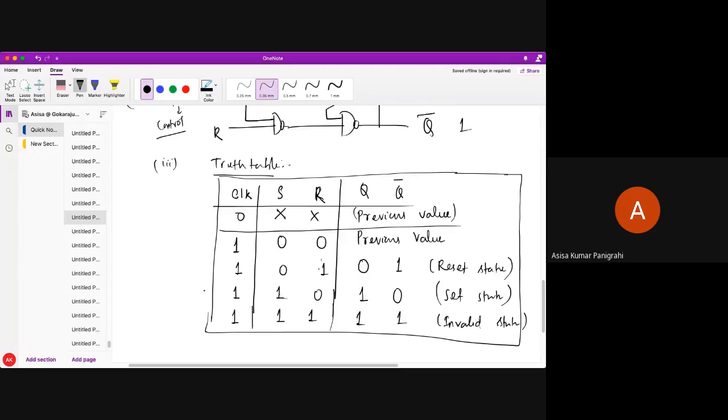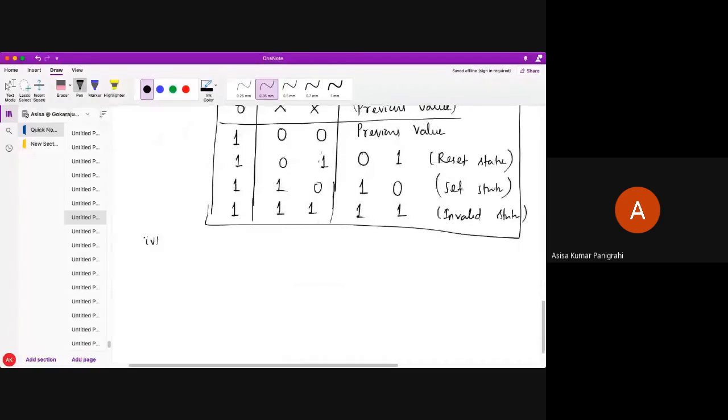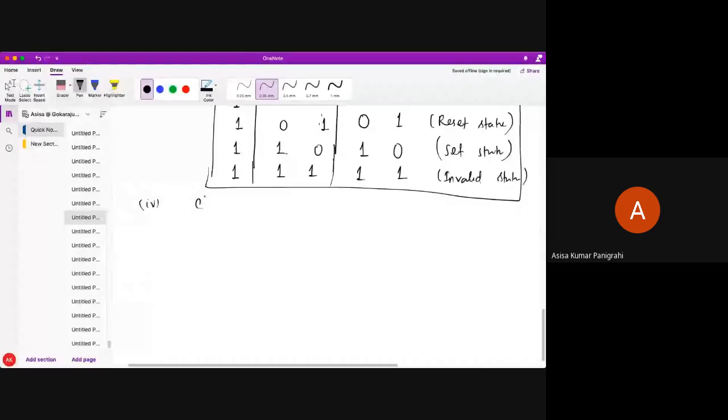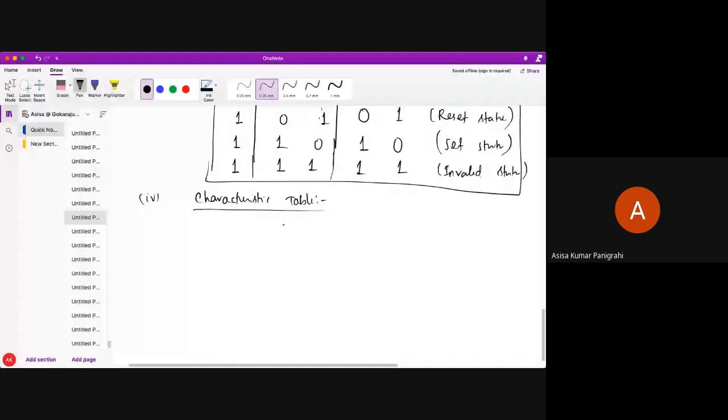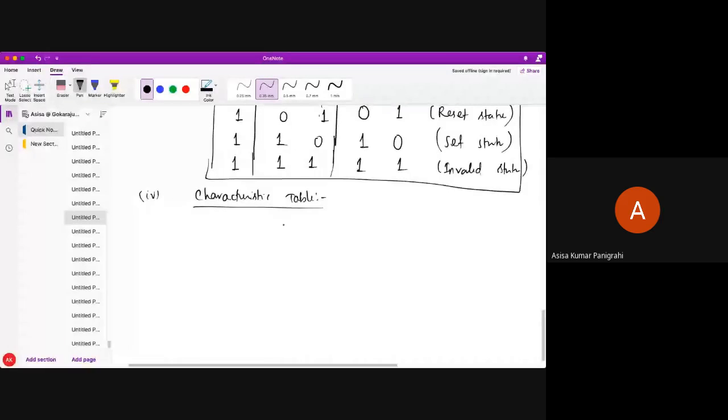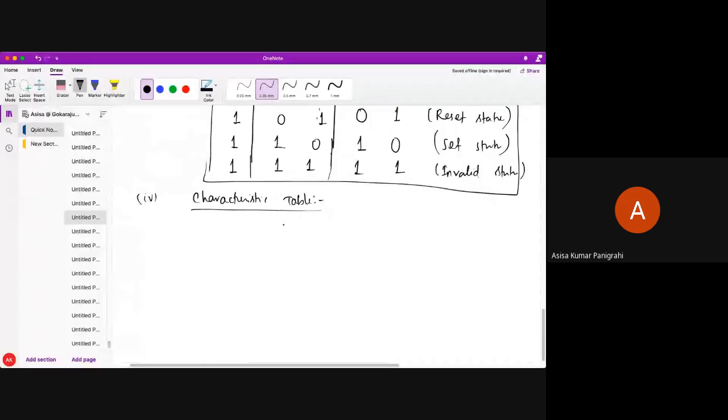Now the fourth part. After that, what you have to do is the characteristic table. So what is a characteristic table? If I ask what your character is, how will it be decided? How you have worked, whether you are a hard worker or not, whether you are obeying your parents or not, whether you are doing your work on time, going to classes properly, listening to the teacher or not. This decides your character. So what is the character of a flip-flop? The character of the flip-flop is nothing but the state of the flip-flop.